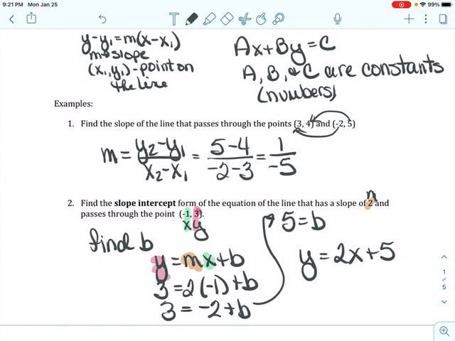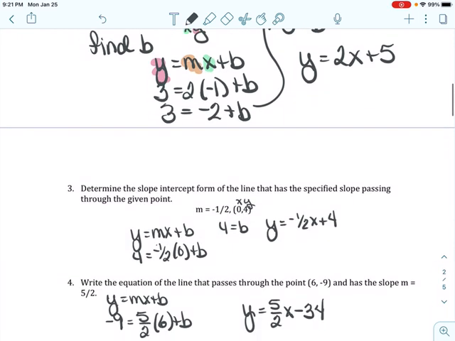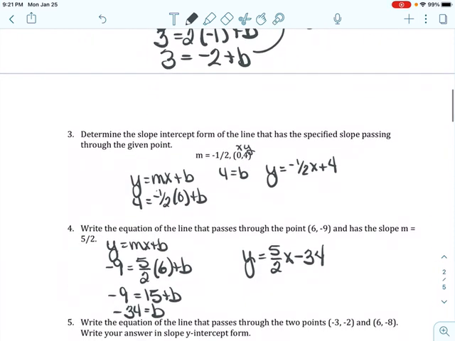And there you go. Okay, so you need the slope and you need the y-intercept to write the equation. All right, so I want you to pause the video and try the next one on your own. All right, let's see how you did. Or next two, actually.